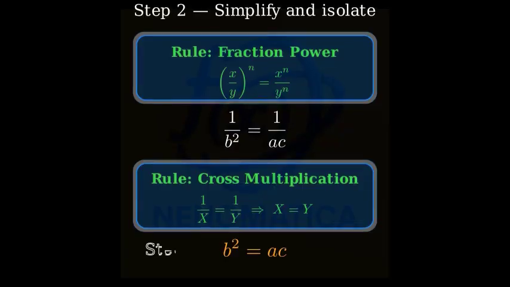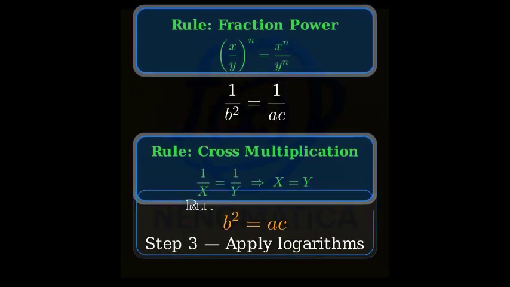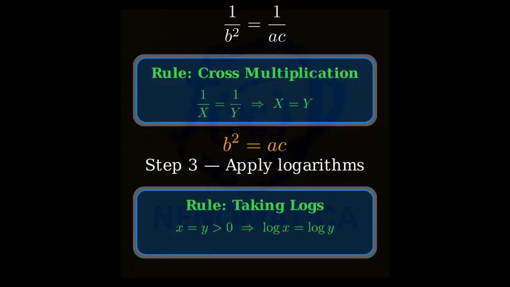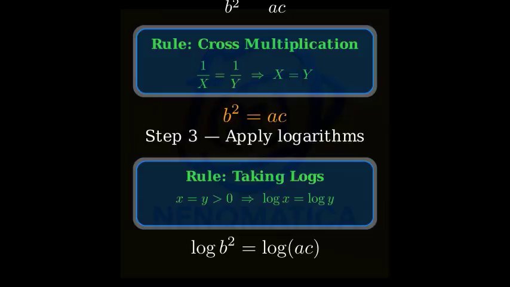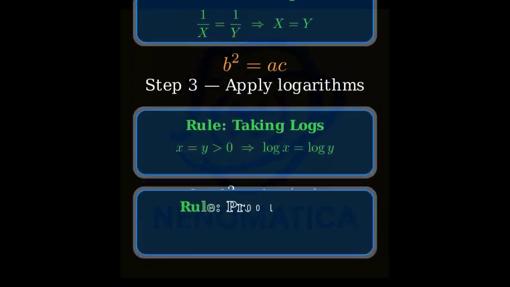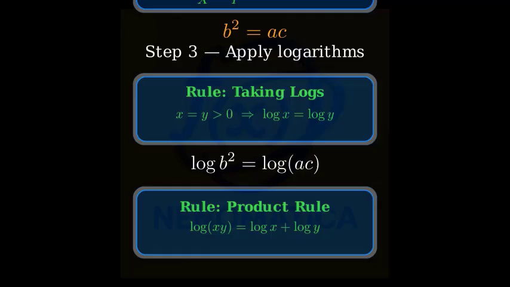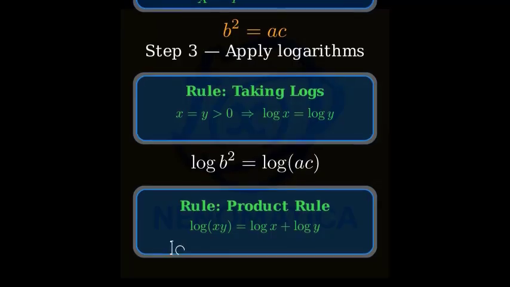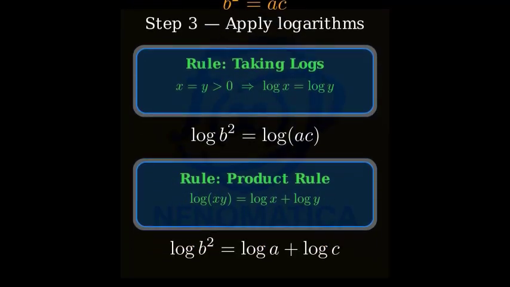Step 3. Take logarithms of both sides. If two positive quantities are equal, their logs are equal. So we write log of b squared equals log of ac. Use the product rule for logarithms. Log of a product is the sum of the logs. That transforms to log b squared equals log a plus log c.